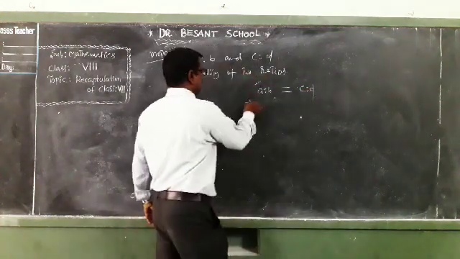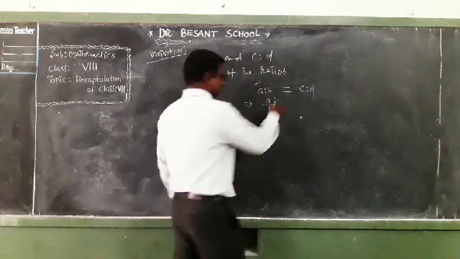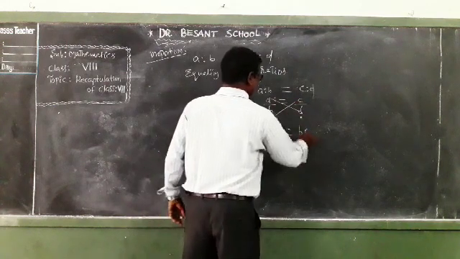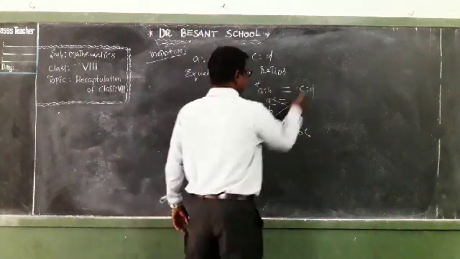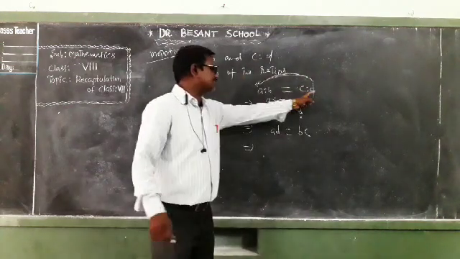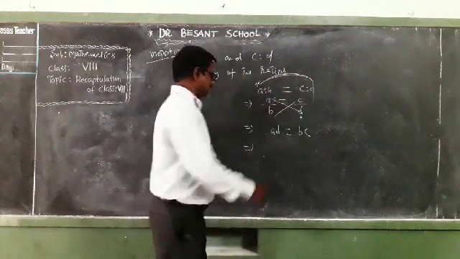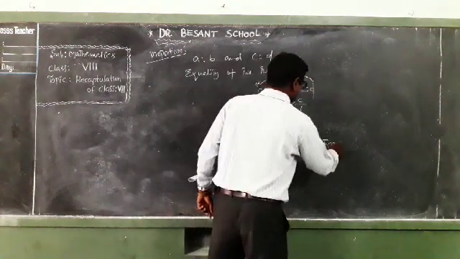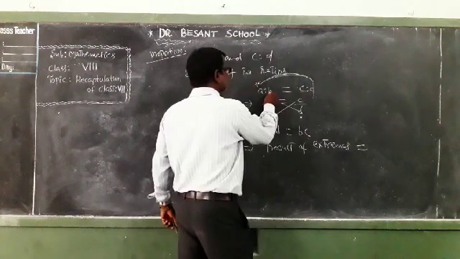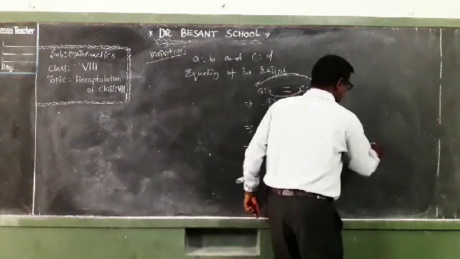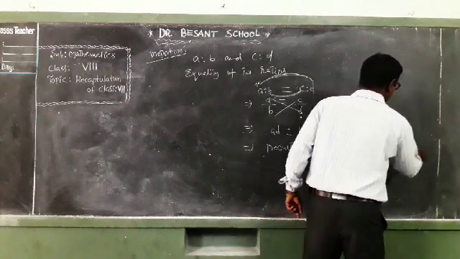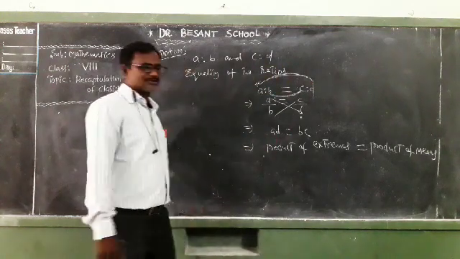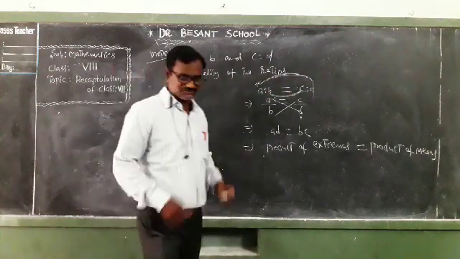Equality of two ratios, how can we simplify? A is to B means A by B is equal to C is to D means C by D. By cross multiplication, A into D, AD, is equal to B into C, BC. A and D are the extremes, so A into D is the product of extremes. B and C are the means, so BC is the product of means. So proportion is nothing but the product of extremes is equal to the product of means. We learned this also.